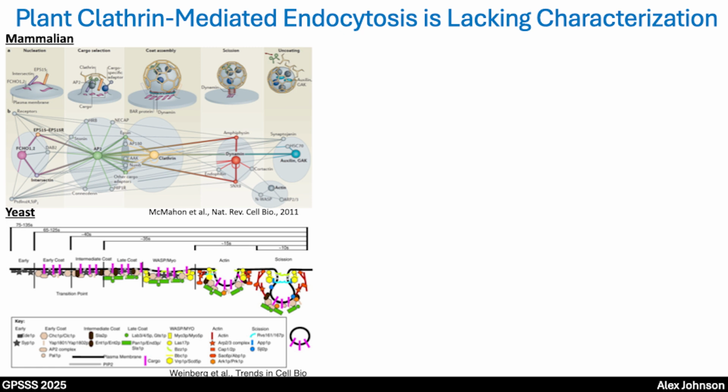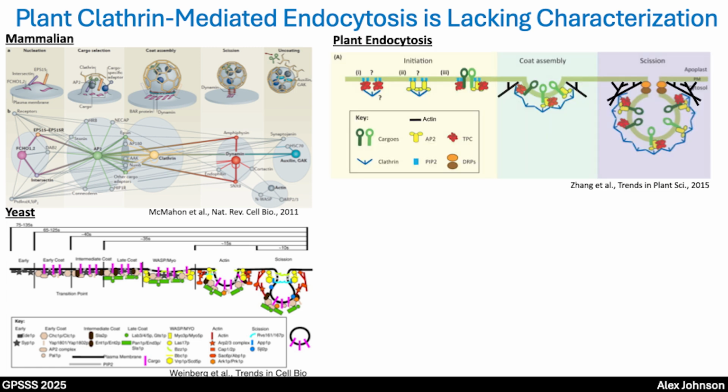And when I started in plants 10 years ago now, it just makes me feel old, you can see our model isn't very complete. We don't know the number of the proteins involved. And even when we do, we have big question marks as to what these proteins are doing. And the reason for this is in mammalian systems and in yeast, high resolution and quantitative imaging approaches are very common because they're quite easy samples to image.